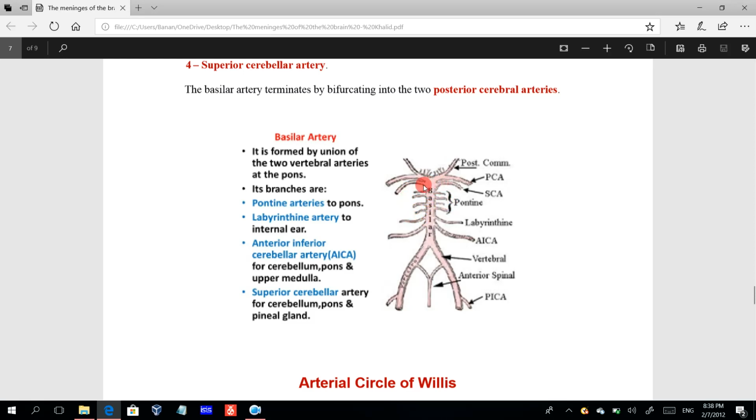Here, before it reaches the midbrain, it gives the superior cerebellar artery. Before it terminates, before it ends, before it reaches the midbrain, here is the midbrain, the basilar artery will give the superior cerebellar artery, and then it ends by bifurcation into these two terminal branches, which are the posterior cerebral arteries. Posterior cerebral artery.